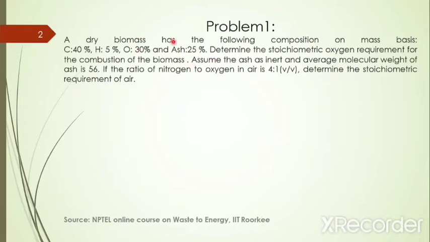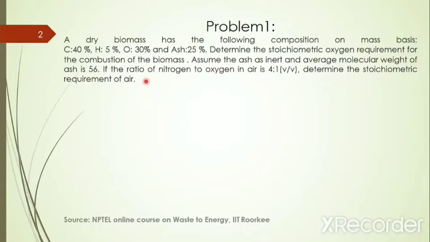So this is a typical problem. The biomass composition is given on a dry basis, so there is no moisture, and we have to find out first the stoichiometric oxygen, that is, the chemically correct oxygen for complete combustion of this biomass. Then, by assuming that we have 4:1, that means 80% nitrogen and 20% oxygen in air, we also have to find the stoichiometric air requirement. This type of problem may be asked in biomass combustion.